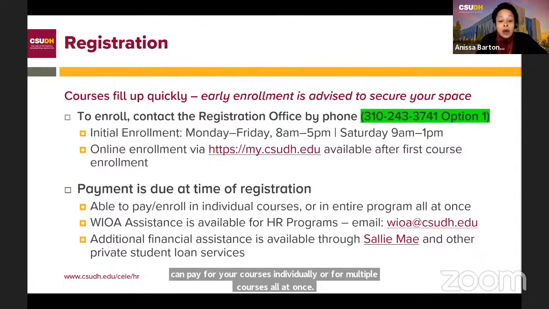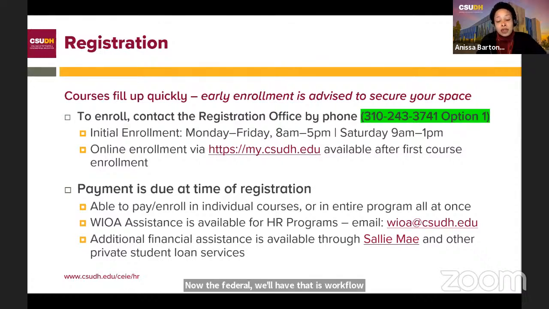Now, the federal WIOA, that is Workforce Innovation and Opportunity Act, provides funding through the California EDD, Employment Development Department, for qualifying students who are currently unemployed or seeking career training. For more information, please email wioa@csudh.edu or visit our program website. If you need any additional financial assistance, please Google private student loan providers or connect with salliemay.com for student loan details.